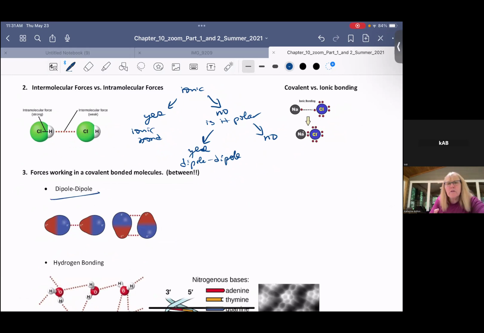But what we have is a really interesting case of dipole-dipole. First of all, we're going to say, is it polar? If it is polar, we're going to say yes, and it's got dipole-dipole. But then we're going to ask, does it have HNOF?